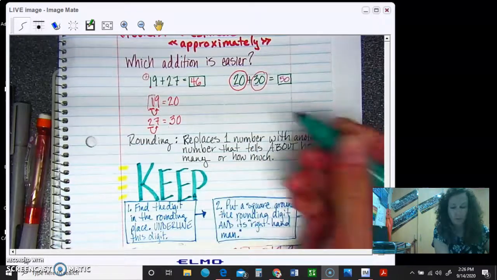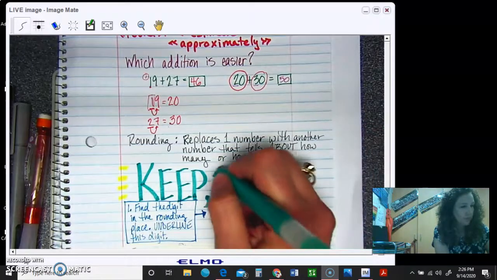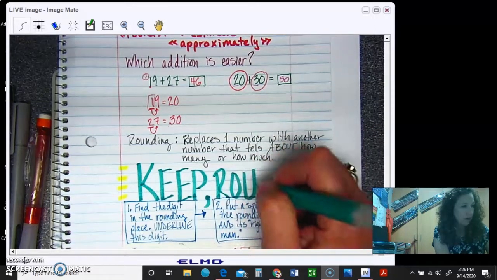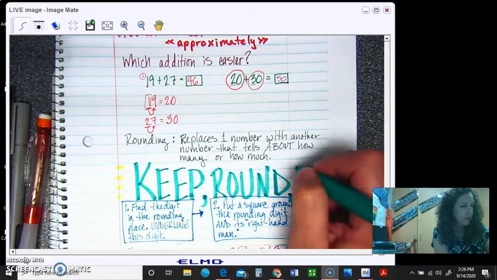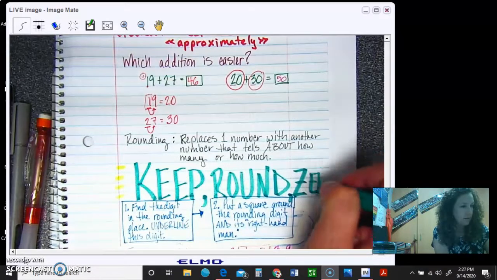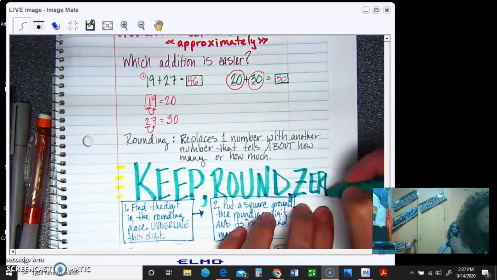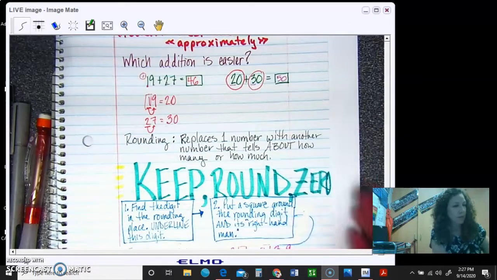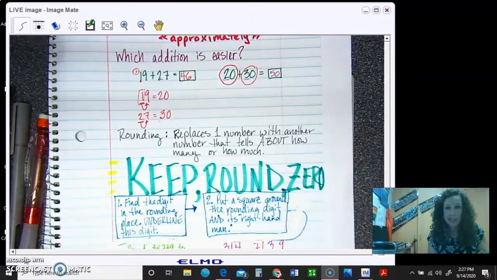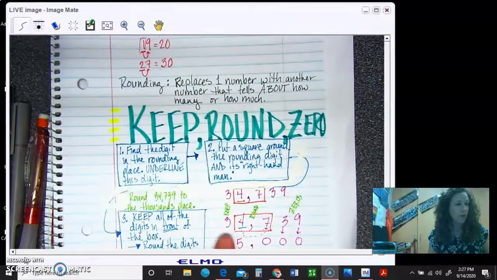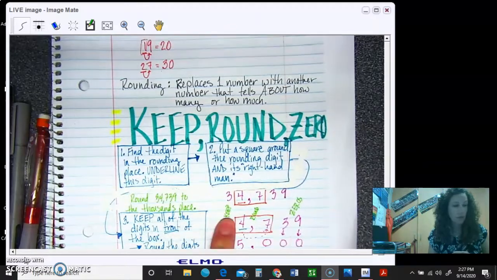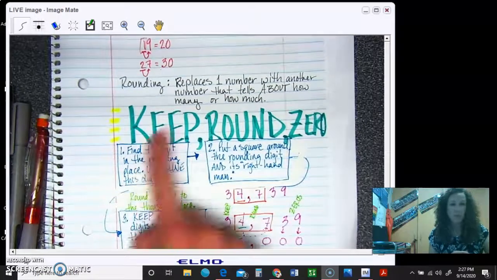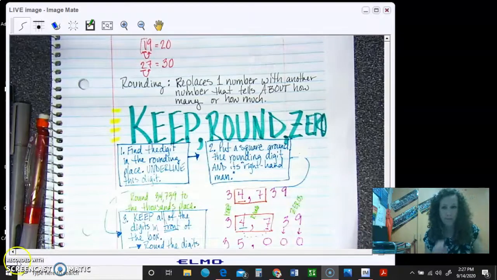Keep, round, and then I have to squish in the, there we go. Keep round, that's the end of my page, you can see that. Keep round 0. That's our mantra. Keep what's in front of the box, round what's in the box, and then the remaining digits become zeros. Keep round 0. Okay? Be ready to practice.